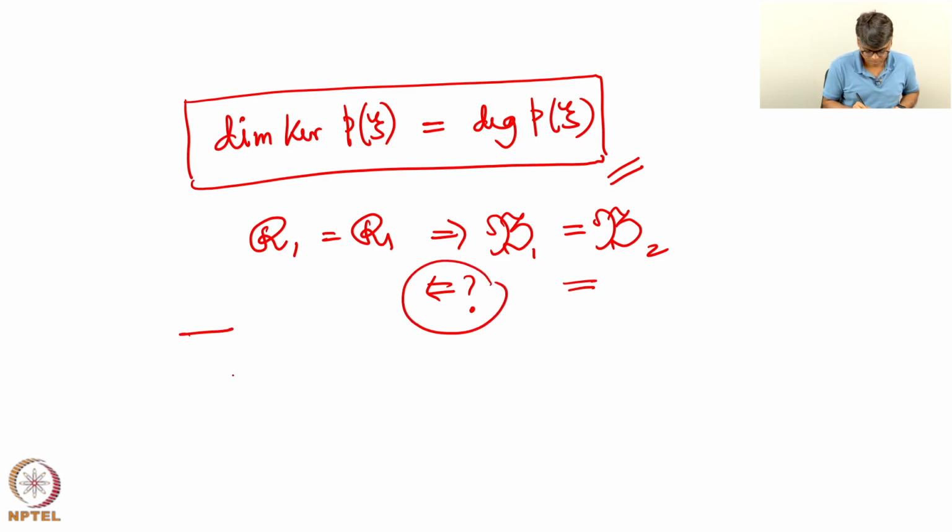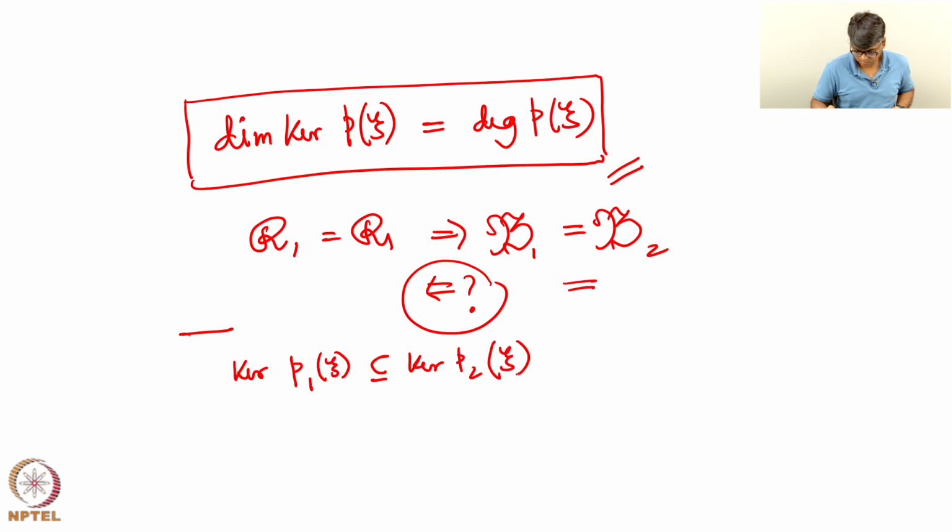So, first suppose I have kernel of p1 xi is contained in kernel of p2 xi, right. This should imply p1 divides p2, right. Is this true? Let me check. Right, p1 should divide p2.